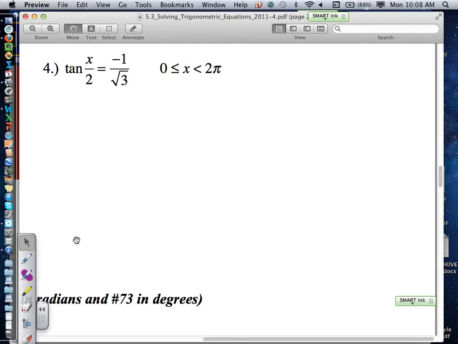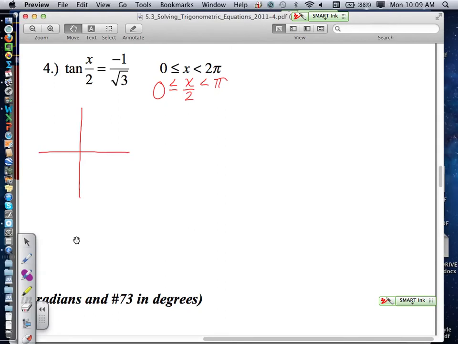So when we adjust our domain here, instead of multiplying, we're essentially multiplying by a half, or you can think of dividing by 2. So we end up with 0 is less than or equal to x over 2, which is less than pi when you divide by 2. So here the trig function is already isolated. All we have to do is draw a reference triangle.